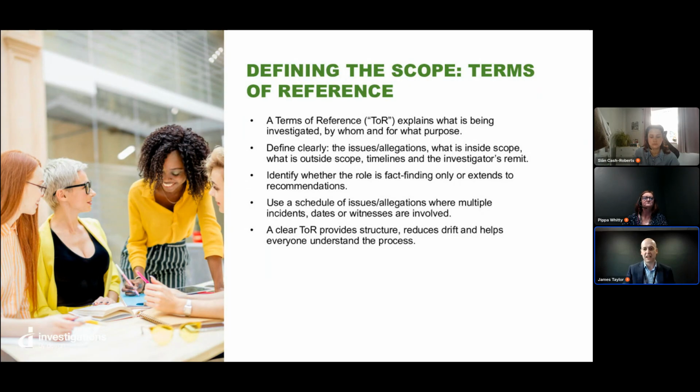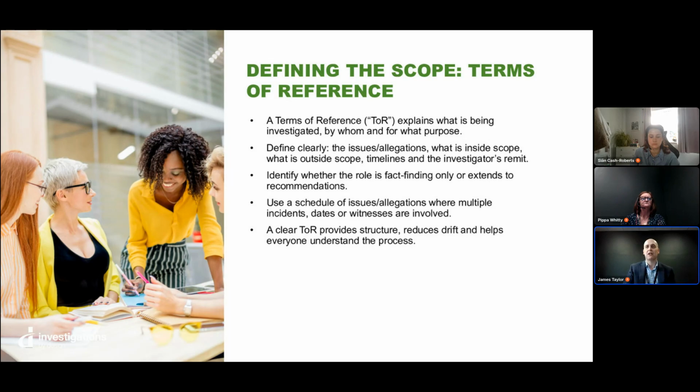Importantly, it should create enough structure to guide the investigation while still leaving room for follow-up evidence if it emerges. So in some cases, the commissioning manager may ask the investigator not only to establish facts, but also to indicate whether there's a prima facie case to answer or whether facts could potentially amount to a breach of policy. If so, that remit needs to be made clear at the start.